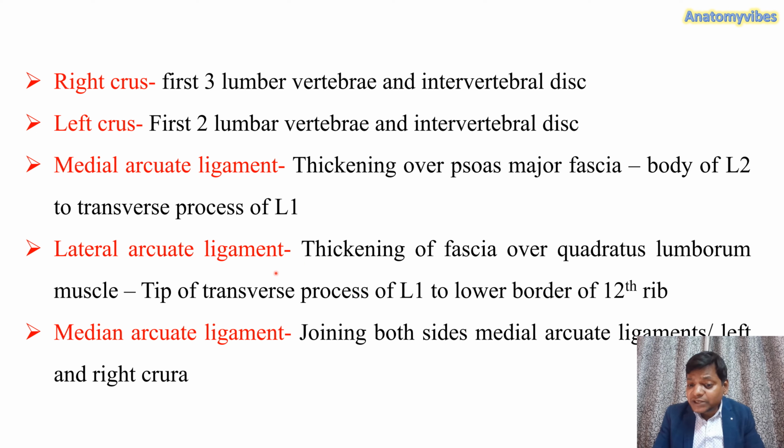The lateral arcuate ligament, as we see, is a thickening over the quadratus lumborum muscle, and it is attached to the tip of the transverse process of L1 and to the lower border of the 12th rib. Now, what about the median arcuate ligament? It is joining both sided crura, right and left crus, or it can also join both side medial arcuate ligaments. So this is about the crus and the arcuate ligaments.